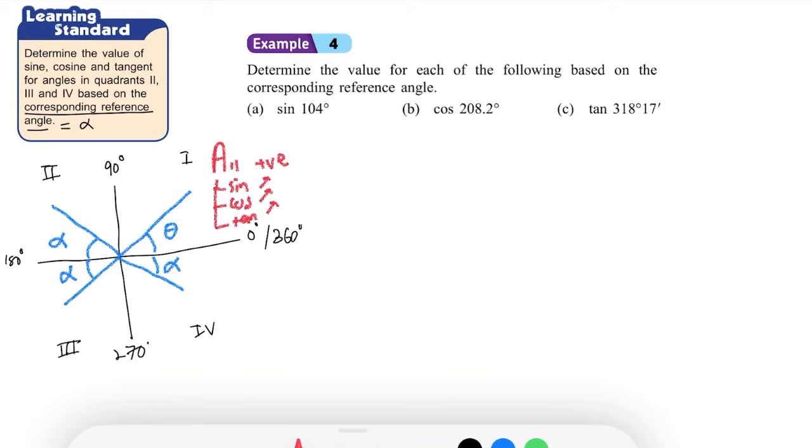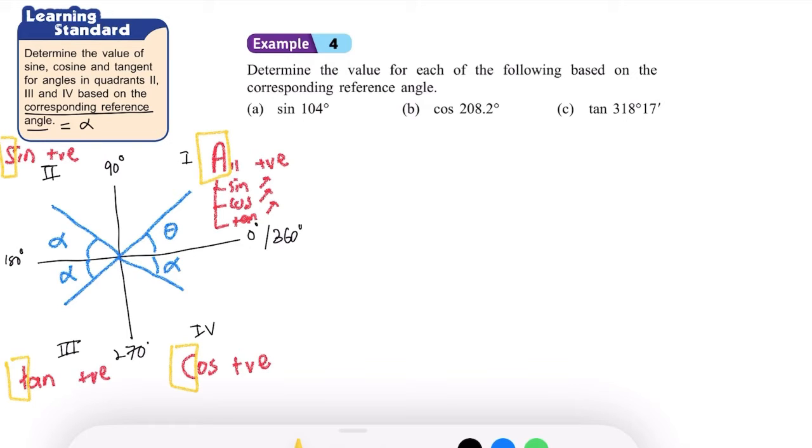At the second quadrant, we use the alpha. Here only sine value is positive. At the third quadrant, only tangent value is positive. And at the fourth quadrant, only cos value is positive. I always remember it like this: add sugar to coffee. That is how I remember which quadrant has the positive value.